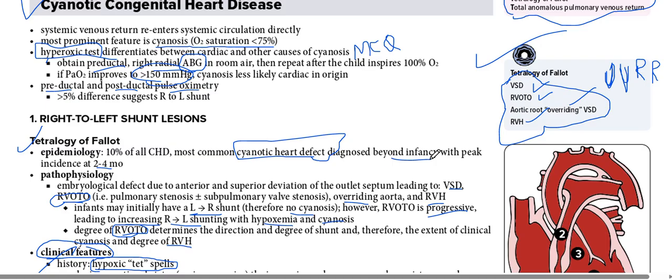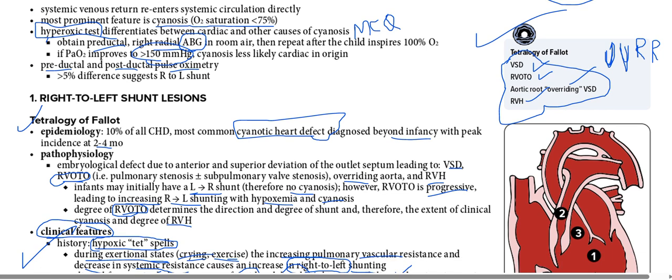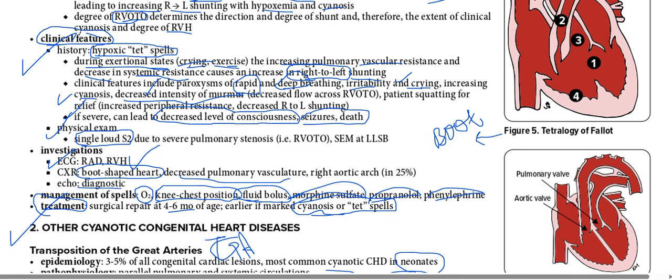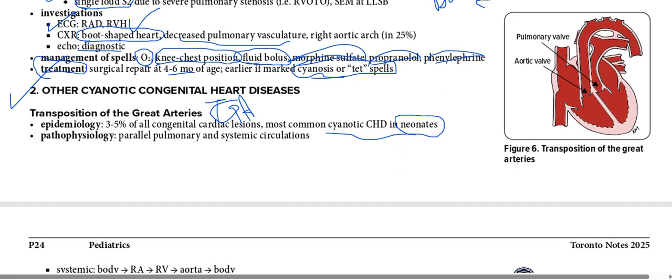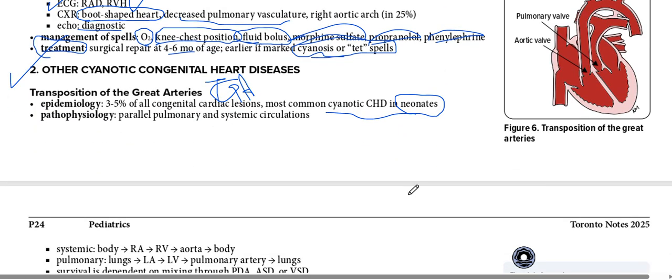Peak incidence is what? 2 to 4 months. Basically, that is the peak incidence, but it can be diagnosed beyond infancy. All right. Next, I'm talking about transposition of great arteries, which is the most common cyanotic heart disease in neonates.